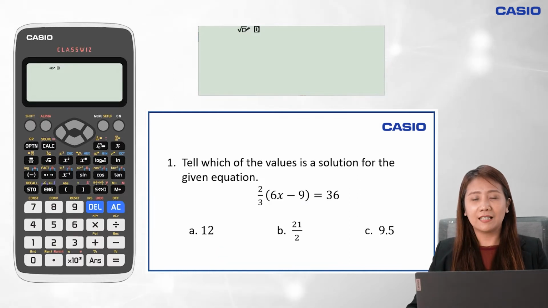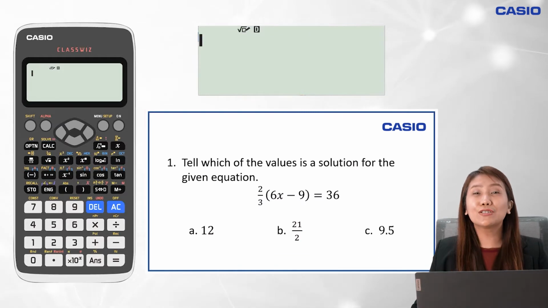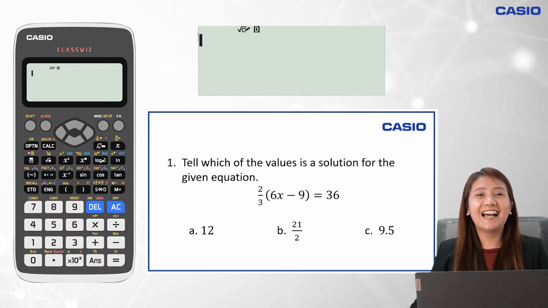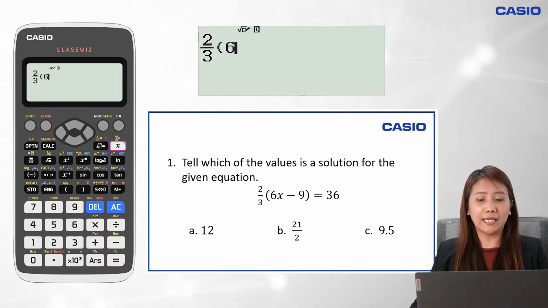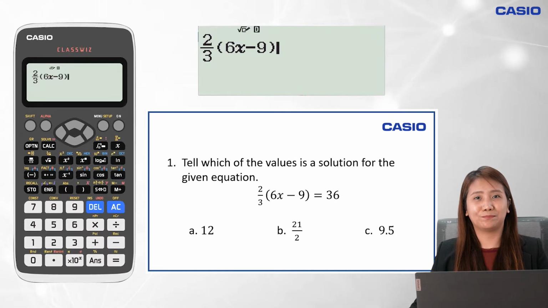So let's start with the first given. To tell whether each item is a solution, key in the first side of the equation and the answer should be equal to the second side, which is 36. Let's input the expression, starting with 2, then the fraction key, 3 in the denominator, arrow right, we click on open parenthesis, then 6, followed by x, minus 9, then close parenthesis. To test the first value, we press Calc.